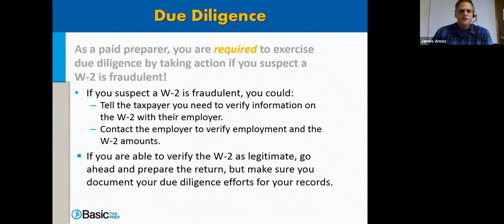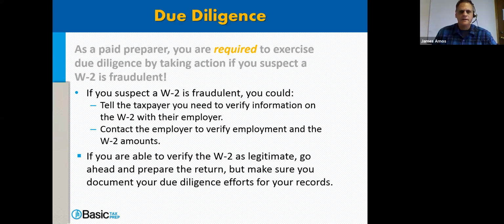Another thing is contact the employer to verify employment. If you're able to verify the W-2 is legitimate, go ahead and prepare the return. Just make sure to document what you've done. Hey, I called the employer. He said that he had a new bookkeeper that made a mistake on the person's address, for example, or something like that.